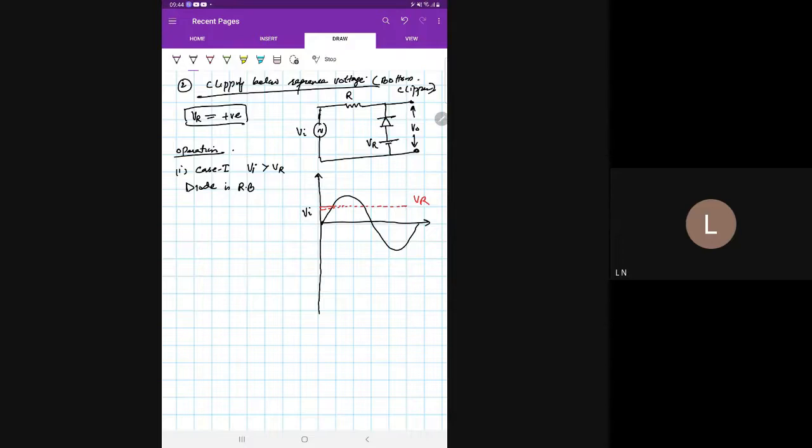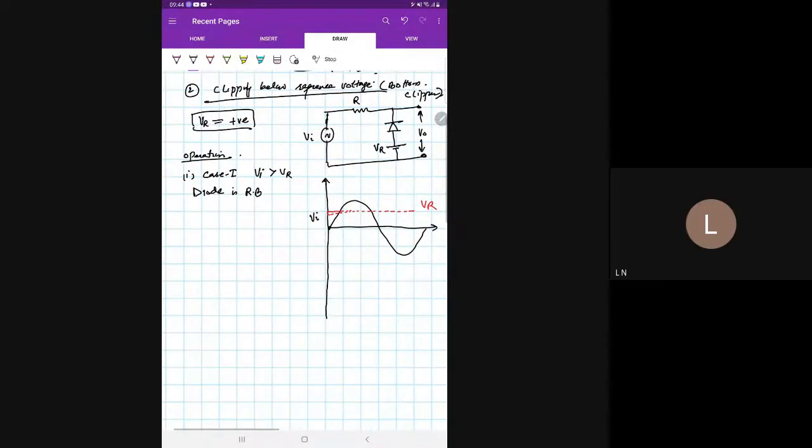The N side is more positive. Yes, N side is more positive. It is more positive, or it is having higher potential. It is having higher potential.